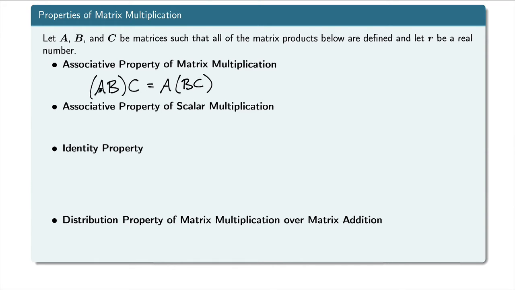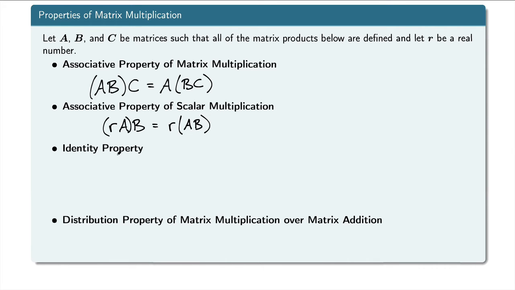Now, these are all matrices. The associative property of scalar multiplication is where we're going to use a scalar. Okay, R is going to be the real number. That's going to be this scalar. So if I have R times A times B, again, it doesn't matter if I group that R with the A first, or if I first do the matrix multiplication and then scale it.